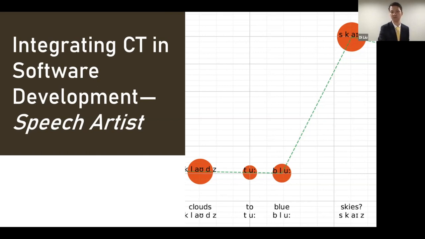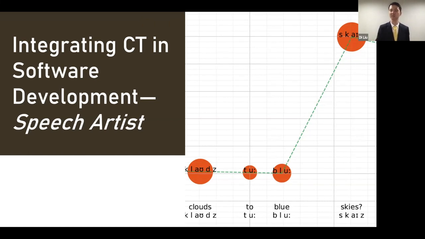So this green line right here is showing the pitch track of "Am I the only one who prefers clouds to blue sky?" As you can see, that "sky" goes really high. So we integrate pitch, as demonstrated by the relative positions on the y-axis, duration, as demonstrated by the diameter of the circle, and then intensity, as demonstrated by the color of these syllables. And we also integrated phonetic transcriptions.